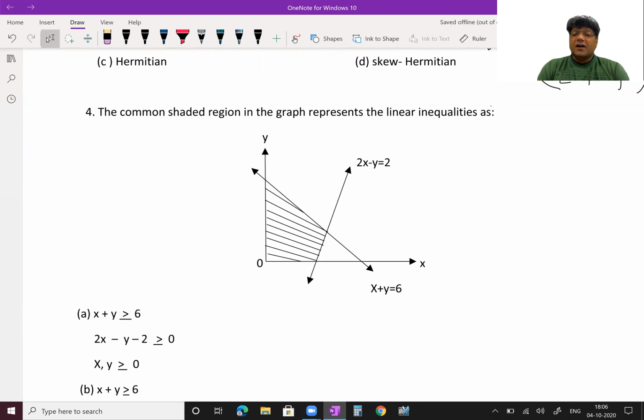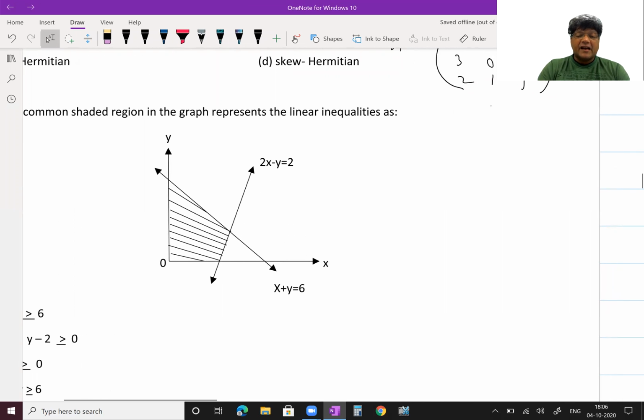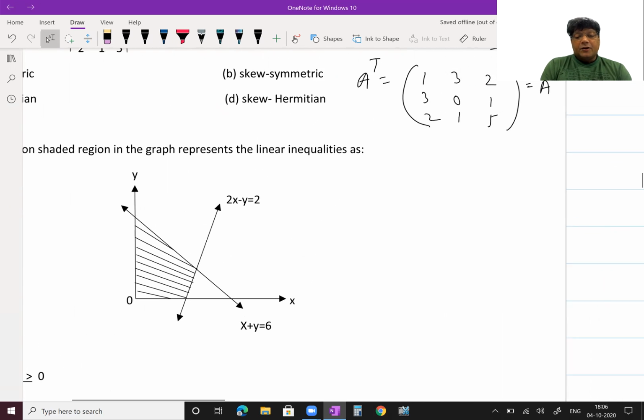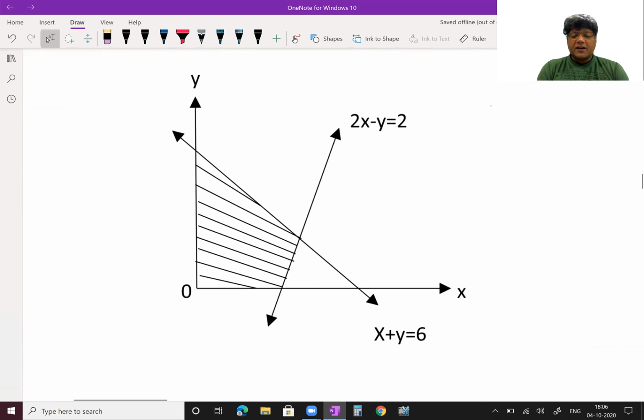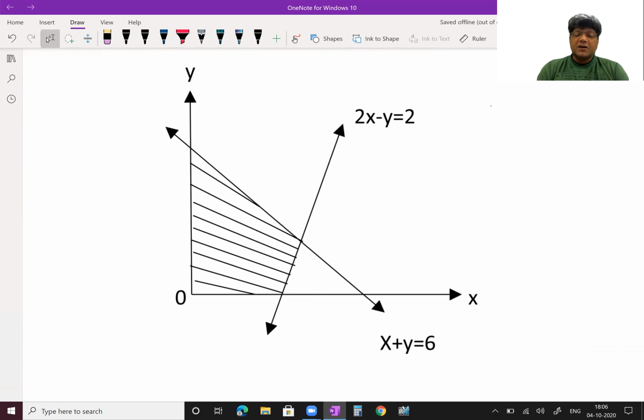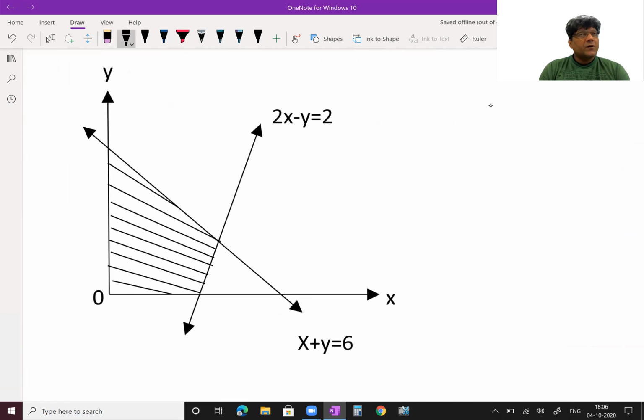Common shaded region in the graph represents the linear inequalities as. Guys, see, don't go to the option. Looking at this, what you are understanding? Looking at this, you are understanding the left side should be the solution. That means for x plus y equal to 6, left is shaded. So your answer should be x plus y less than equal to 6. Now, if you want to check whether it is correct or not, put 0, 0. If you put 0, 0, 0 plus 0, 0 is less than 6. Satisfying. 0 is less than 6. That means this side is satisfying.